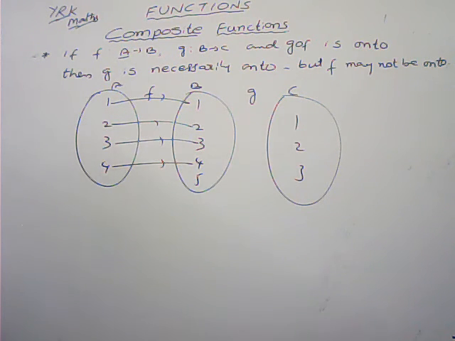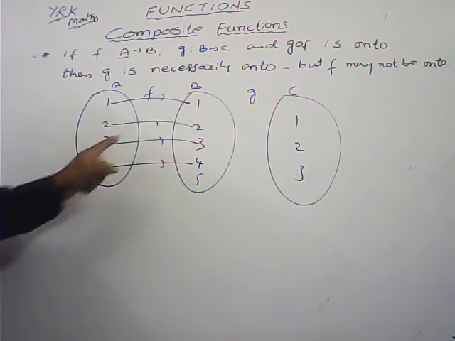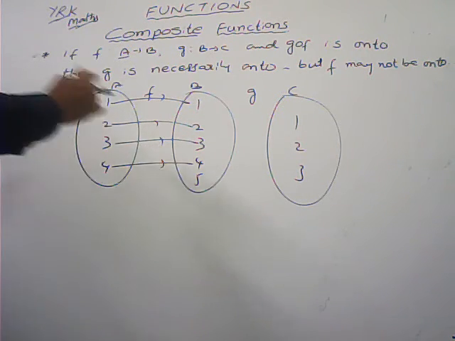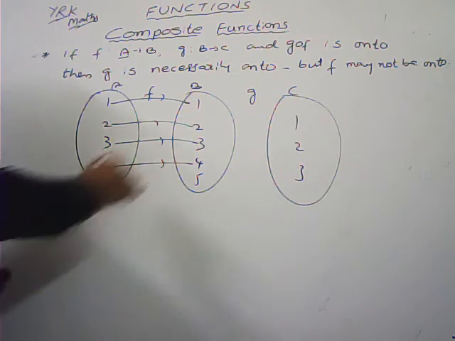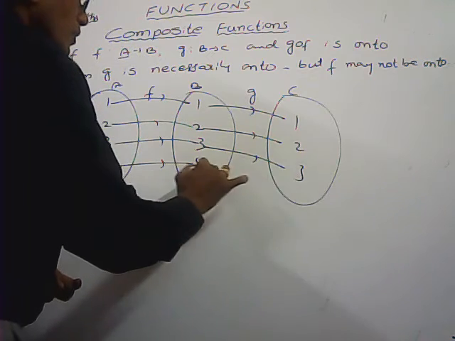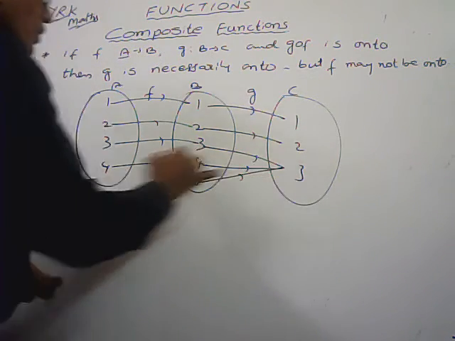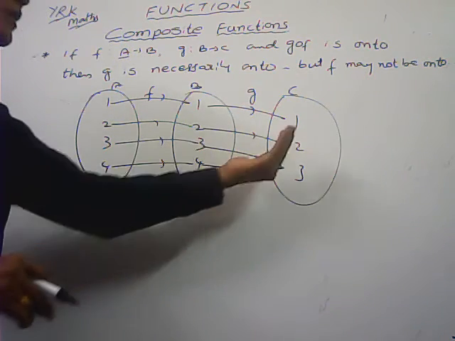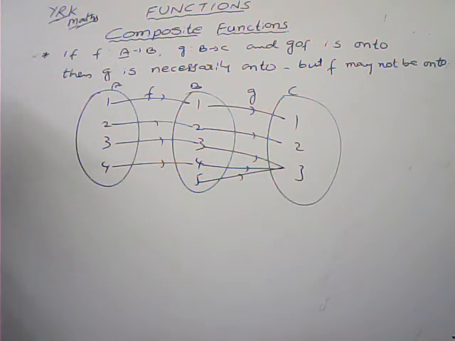Now F is not onto. Why? Because at least one element in the codomain doesn't have a pre-image. Here 5 doesn't have a pre-image. So F is not onto. Only when all the elements have pre-images is a function said to be onto. Now what about G? That is onto. G is mapping from B to C. All the elements in the codomain have pre-images. So G is onto. F is not onto here.